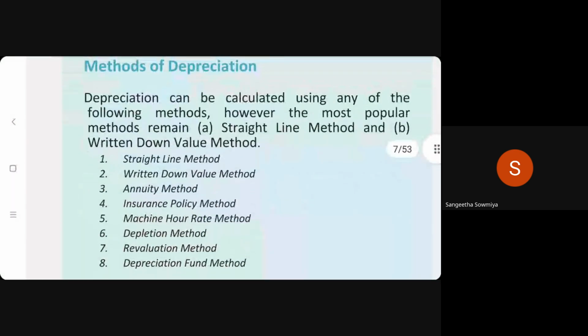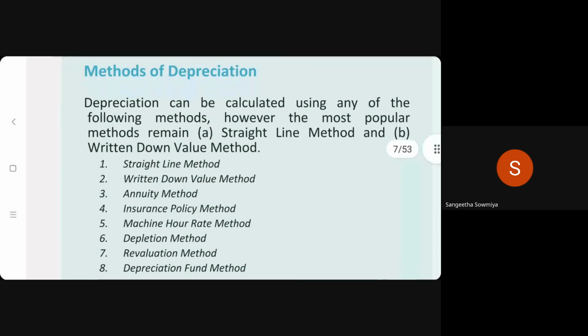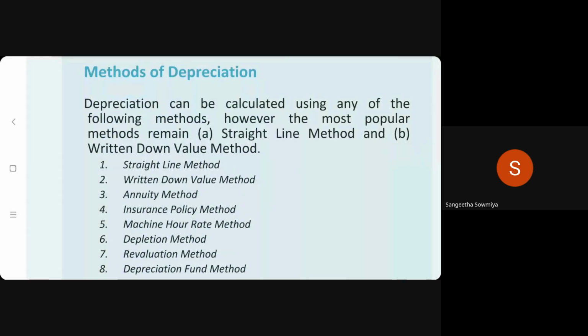There are various methods. See here, these are the depreciation methods: straight line method, written down value method, annuity method, insurance policy method, machine hour rate method, depletion method, revaluation method, depreciation fund method, sinking fund method. So many methods are available, right? According to your syllabus, only two methods are given: straight line method and written down value method, right?